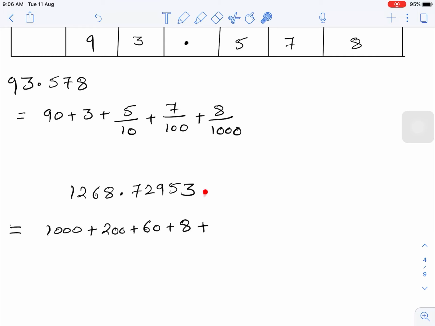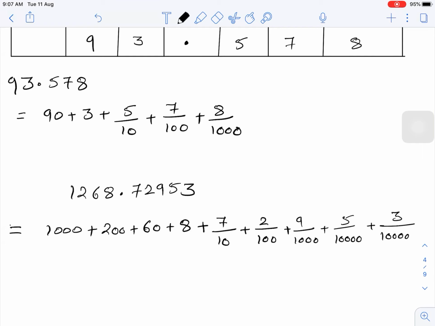Now let us write the place values after the decimal. The very first digit after the decimal has place value 1/10, so it can be written as 7/10. The next one 2/100, the next one 9/1000, the next one 5/10,000 plus 3/100,000. In this way you have to write decimal numbers in expanded form.